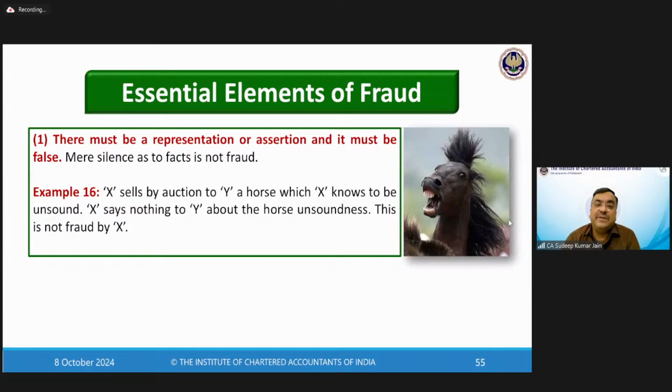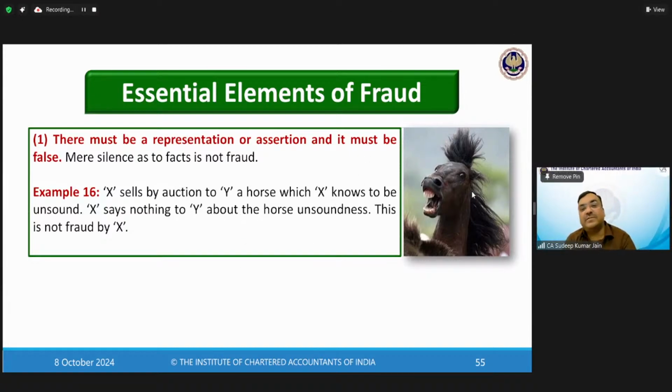There must be a representation or assertion and it must be false. आपने specifically कुछ कहा हो. You have knowingly, clearly made the statement and that statement is false. Mere silence as to fact is not fraud. This line is very important because questions are many times asked on this point. Mere silence as to the facts is not fraud.